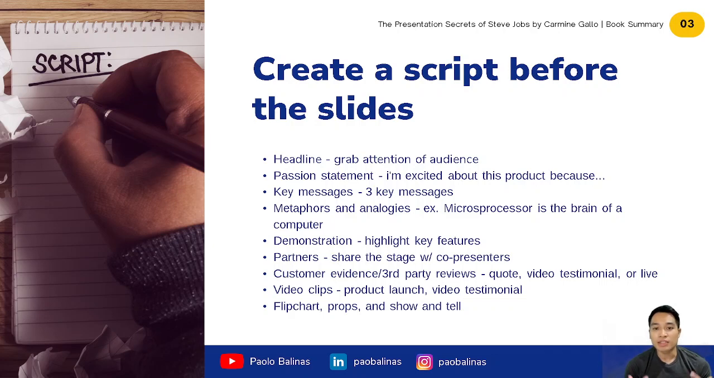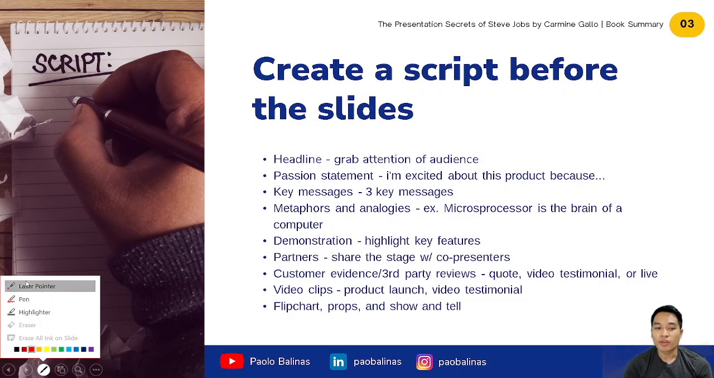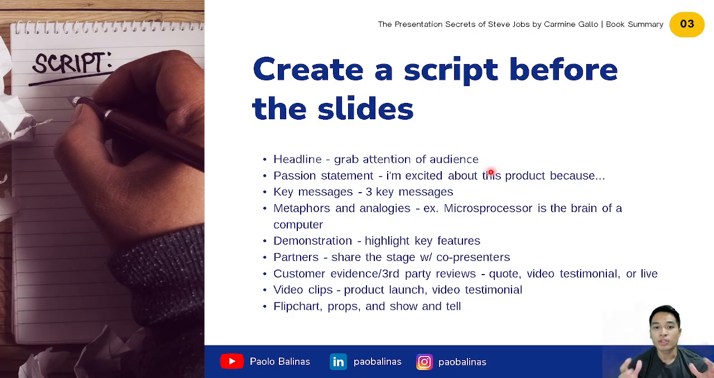So one of the tips that Steve Jobs usually does is he creates a narrative, a script first before transferring them to a slide. One of the strategies that he does is, first, he starts with a clear headline, right? In creating his slides, he has a clear headline of the message he wants to convey to grab the attention of his audience. The second one is he's very passionate about what he is about to deliver, right? You need to have a passion statement. You're excited about this product launch or this upcoming talk because of the following reasons, right?